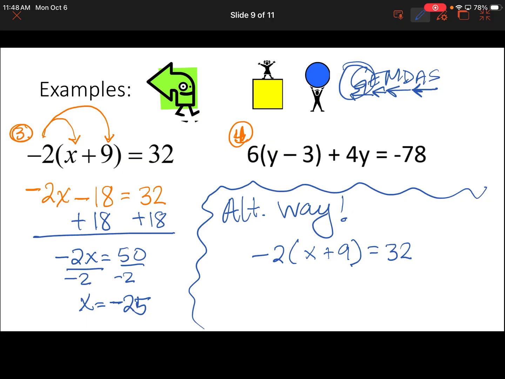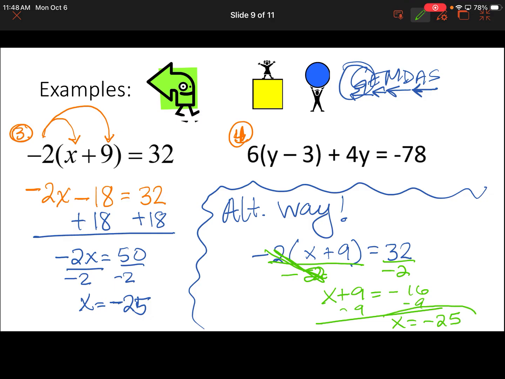And you might say, okay, well, it works. I'm going to show you it works. You could divide both sides by negative 2 and cancel out that multiplication, which would leave me with x plus 9 equals negative 16. And then you would subtract 9 from both sides and get x equals negative 25. Is that what I got when I did it with distribute? Now you might say, I don't want to do it that way, Ms. Kearns. I don't care. I'm going to always distribute.